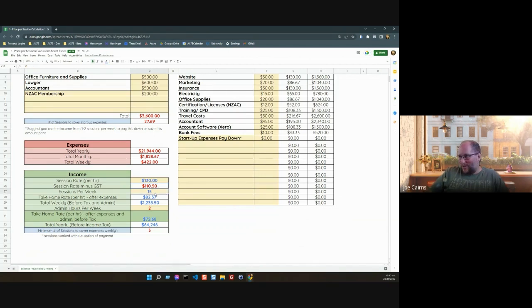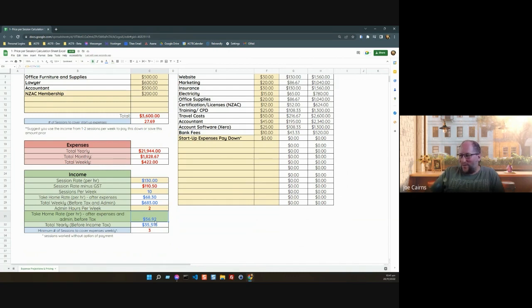And then this is what you guys were talking about earlier, the number of sessions that you are hoping to do per week. So you can be playing around with these numbers here and saying, well, if it's 15, what if I was only to do 10? And it's going to readjust all the numbers and tell you what your actual take-home rate would be per hour, before tax, but after all of your expenses and any administration.